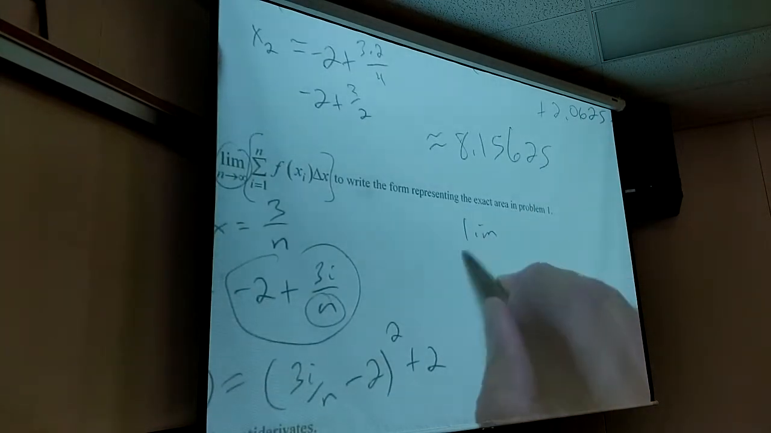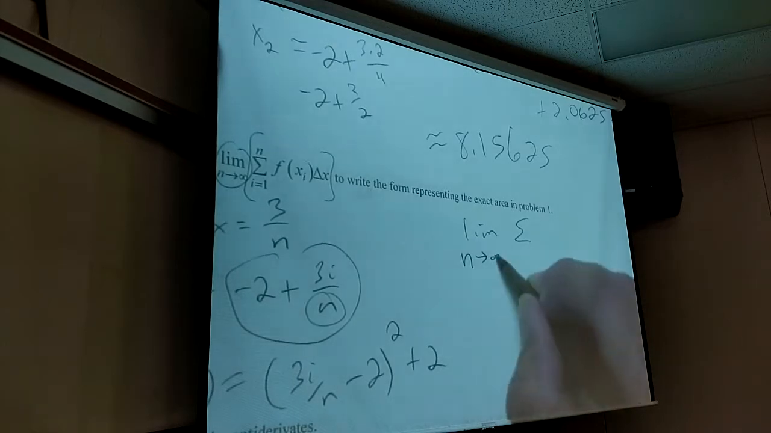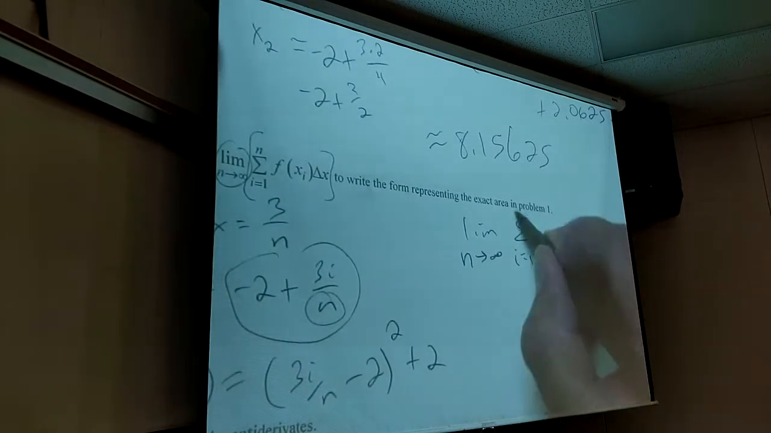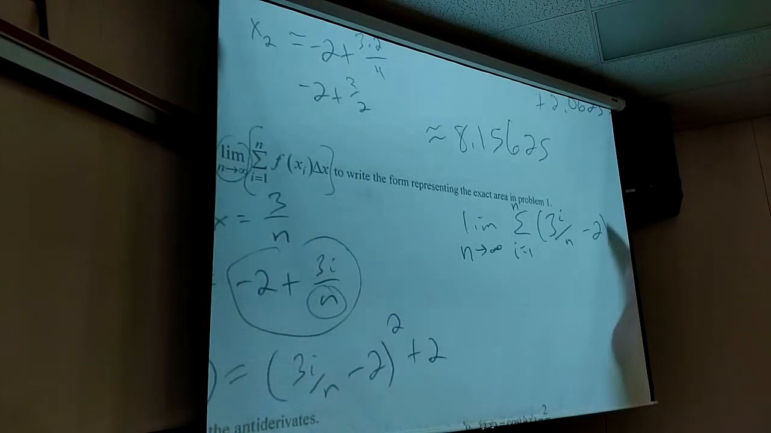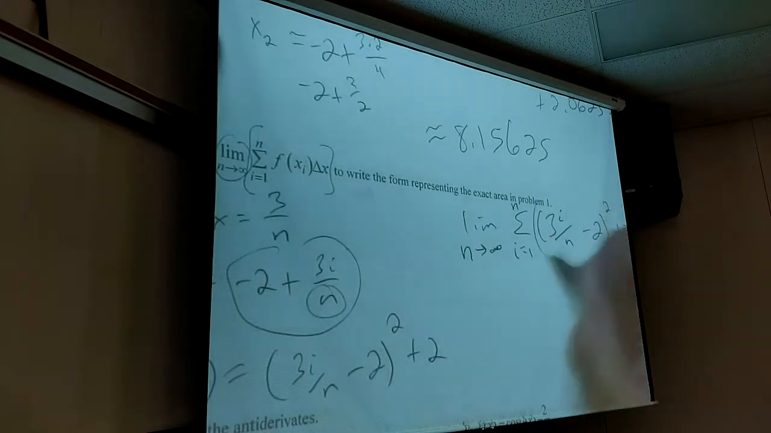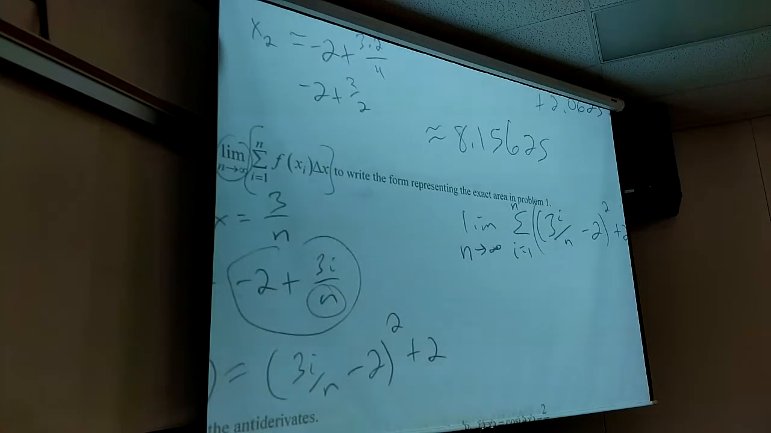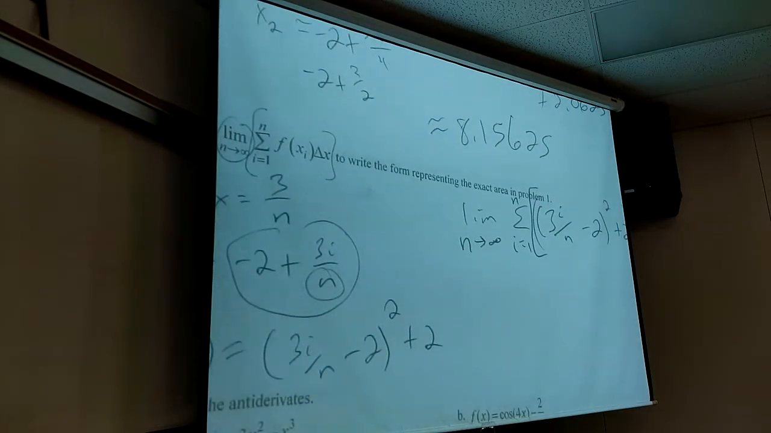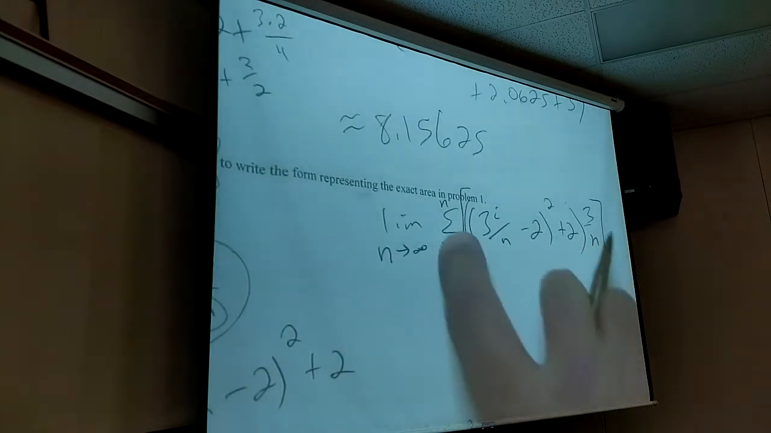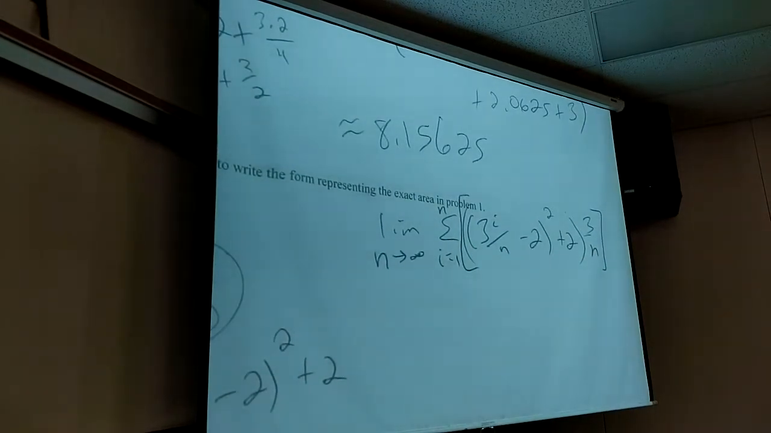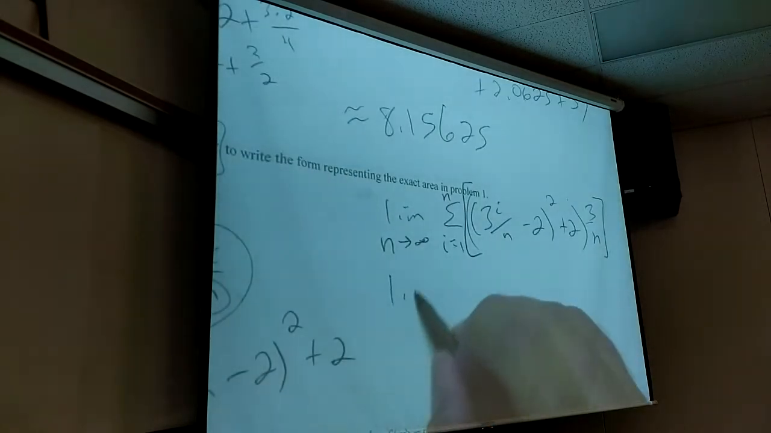So limit as n goes to infinity, sum from i equals 1 to n. f of xi is this, times delta x. And the reason I put these big brackets around it is just to make sure that everybody knows that all of this is inside this summation symbol. I like it. So if I multiply this stuff, and let me give myself some more room.